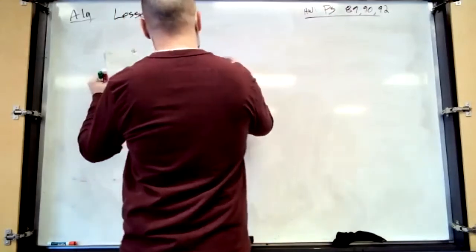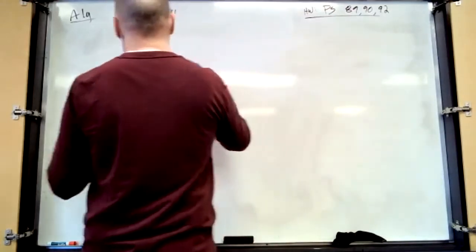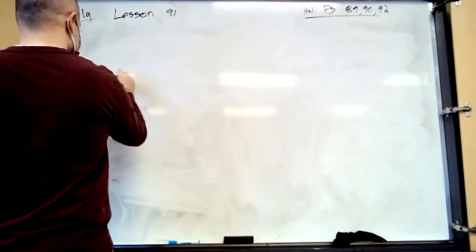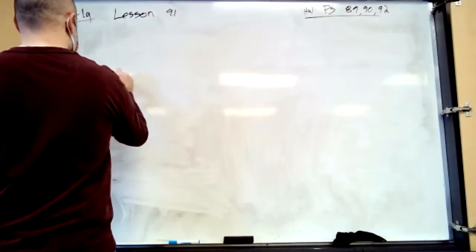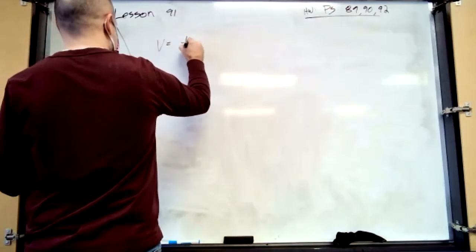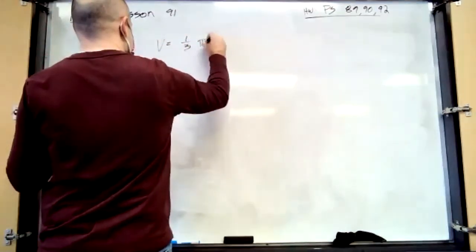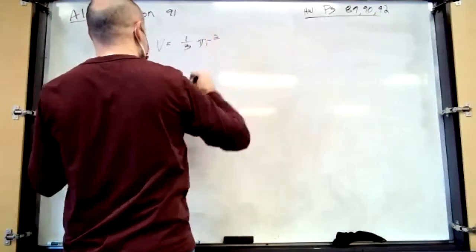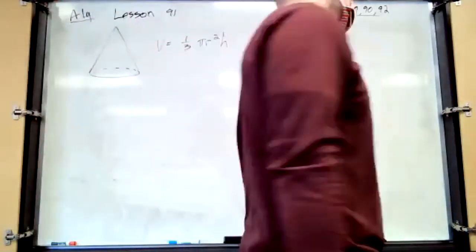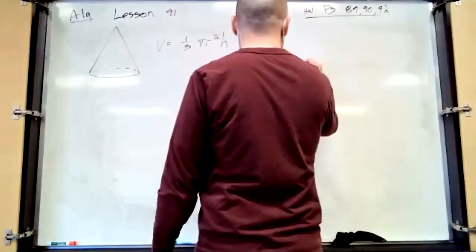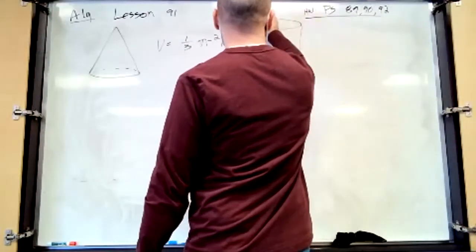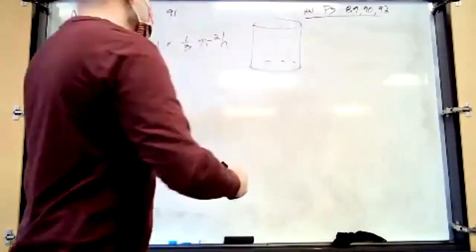Okay, so let's talk about spheres and cones. Here's the deal. I'm just going to give this to you. This is a cone, right? The volume is going to be 1/3 pi r squared h. Because remember, this is just kind of like a cylinder of the same height. But this is only 1/3 of that.